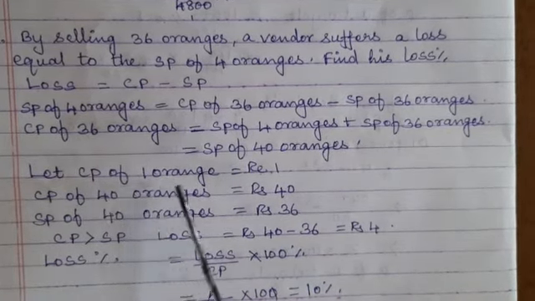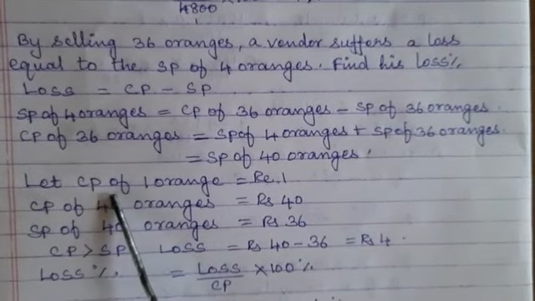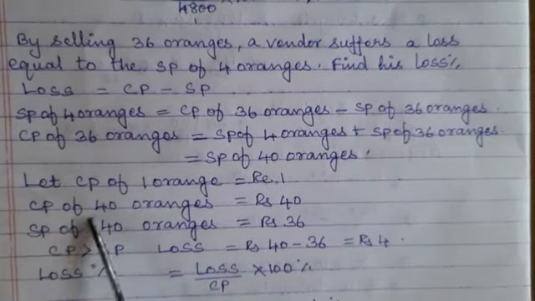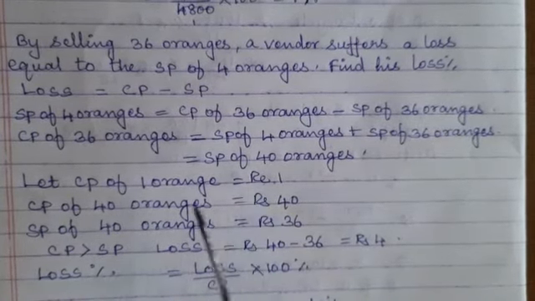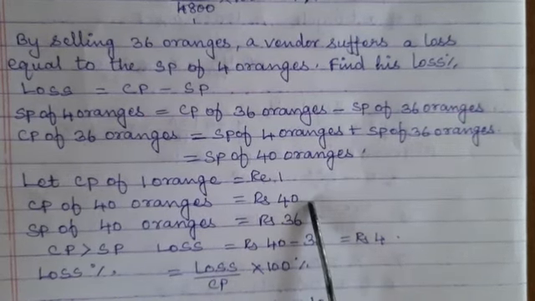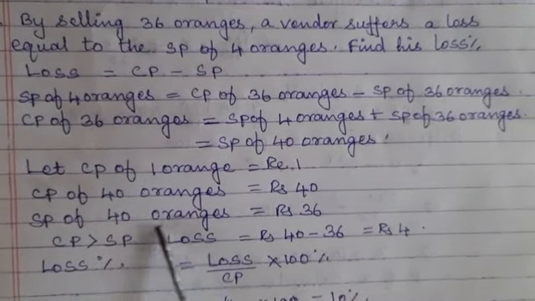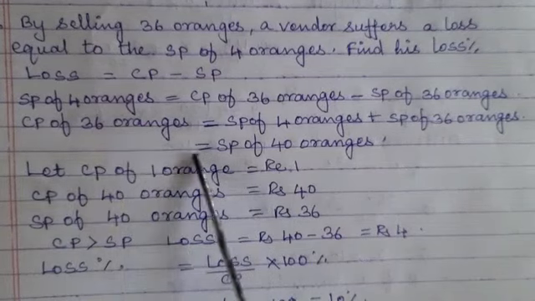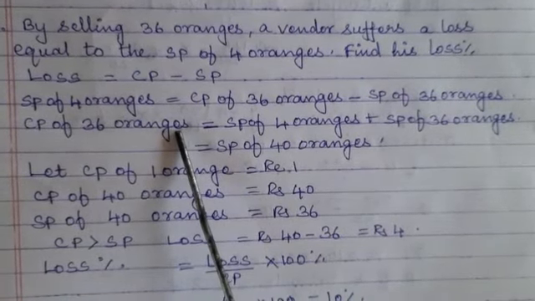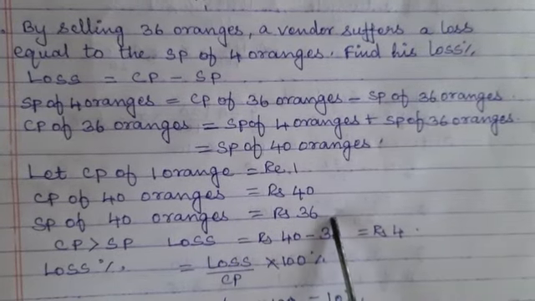That is the main thing here. So let CP of 1 orange be equal to rupee 1. So I am assuming CP here, so I have to see the quantity of SP, how much? 40. So I'll write CP of 40 oranges is equal to, 1 orange 1 rupee, so 40 into 1, rupees 40. So the same quantity must be the same. So SP of 40 oranges is equal to, because it is given, CP of 36 oranges. So SP of 40 oranges is equal to rupees 36.